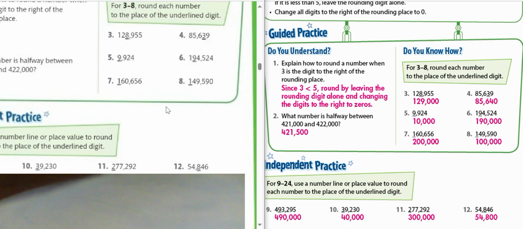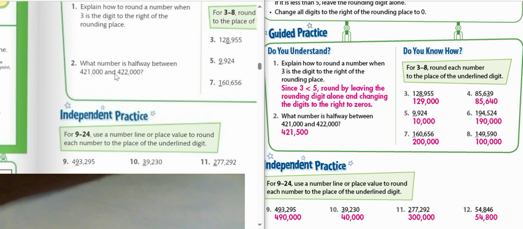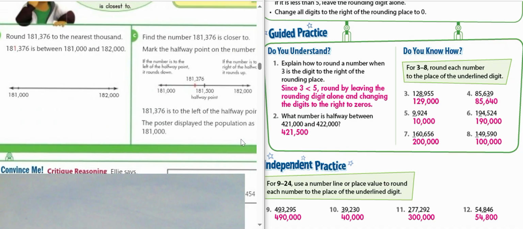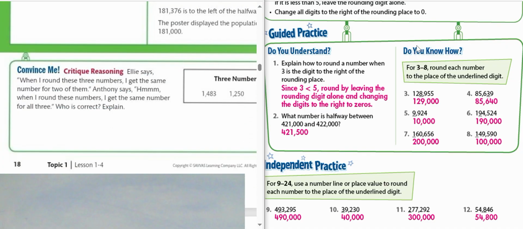Okay, and we have questions here on the left-hand side. Number 1, explain how to round the number when 3 is the digit to the right of the rounding place. Since 3 is less than 5, round by leaving the rounding digit alone and changing the digits to the right to 2 zeros. In question number 2, what number is halfway between 421,000 and 422,000? We can add the numbers and divide by 2. We can find the median between two numbers. The result will be 421,500. Okay, next question. We have a page here like this. You want to find the combined example.